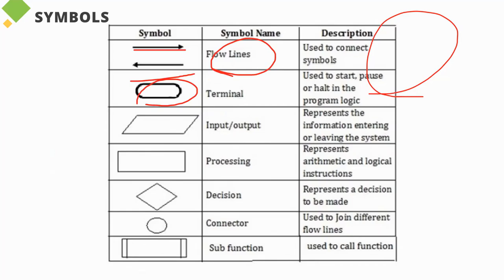If you go with the parallelogram, it tells about the input and the output. It represents the information entering or leaving the system. And then the process symbol represents the arithmetic and logic instructions or the program logic. The rhombus is the decision making, where if and while come under decision making. And this is a connector.